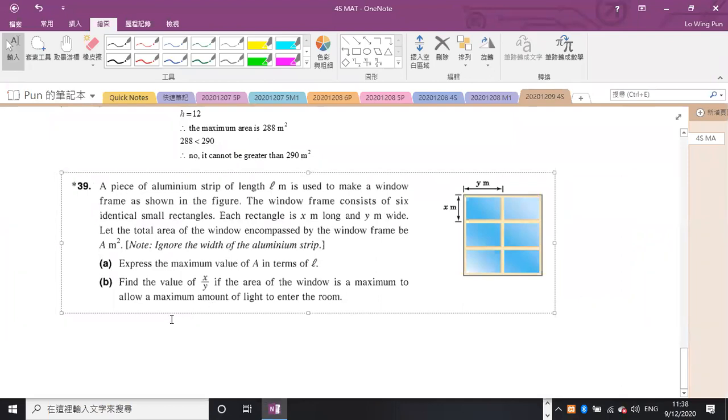A piece of aluminium strip of length L meter is used to make a window frame as shown in the figure. The window frame consists of 6 identical small rectangles. Each rectangle is x meter long and y meter wide. Let the total area of the window encompassed by the window frame be A meter square. Ignore the width of the aluminium strip.